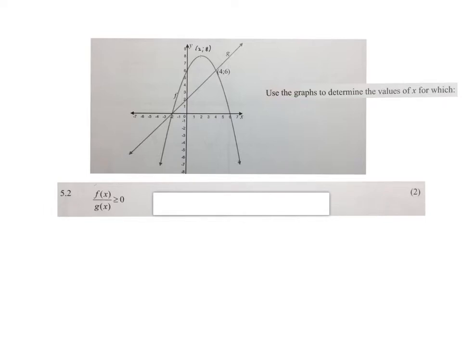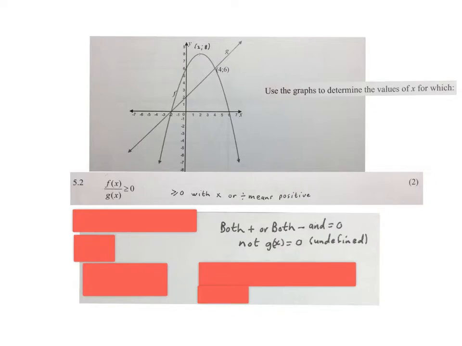The next one asks, where is f of x divided by g of x bigger than or equal to 0? When you have a bigger or equal sign with a times or divide, here it was with a divide, that then means positive. So to find this answer, you must look where both the functions are positive or both are negative and both are equal to 0. But g of x is not allowed to be equal to 0 because it's under in your fraction, and then that'll make it undefined. Here is where both graphs are positive, the straight line over here and the parabola over there.